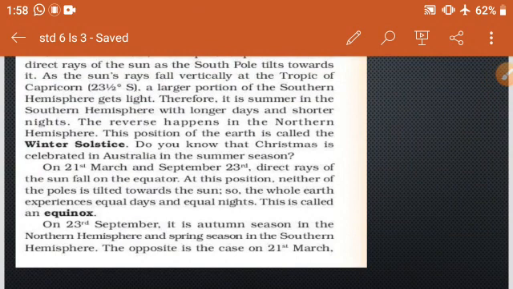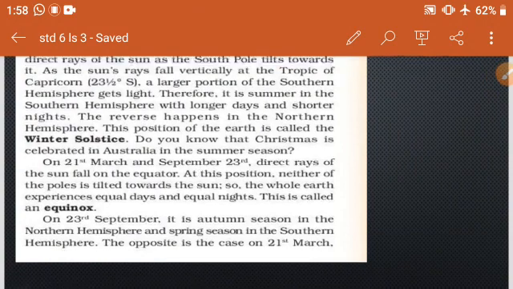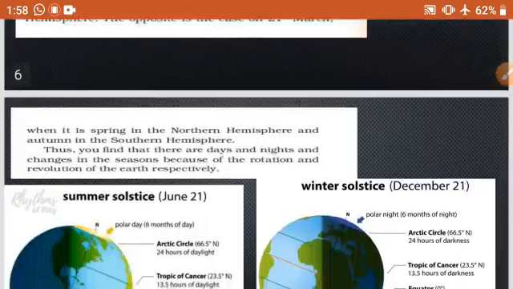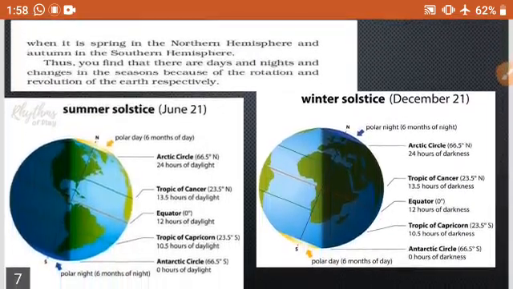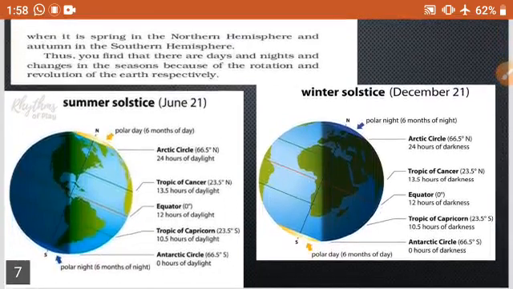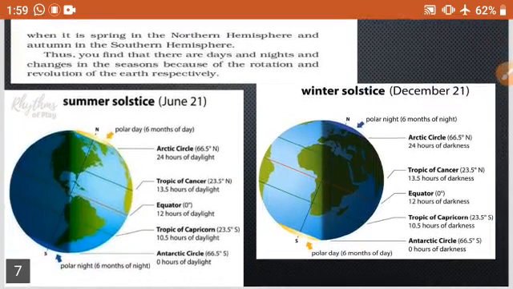On 23rd September, it is autumn season in the northern hemisphere and spring season in the southern hemisphere. The opposite is the case on 21st March, when it is spring in the northern hemisphere and autumn in the southern hemisphere. Thus, you will find that there are days and nights and changes in the season because of the rotation and revolution of the earth respectively. So children, here we see about the equinox.